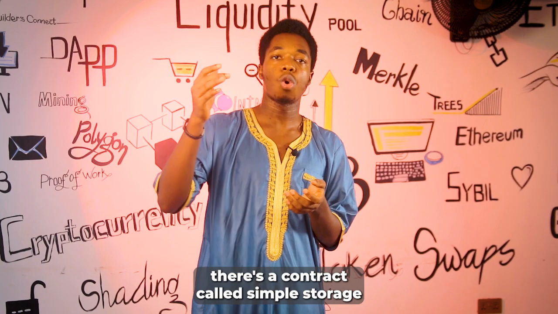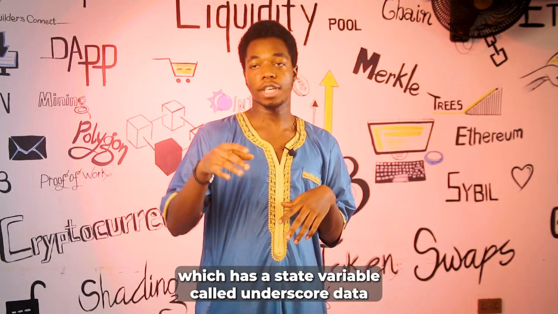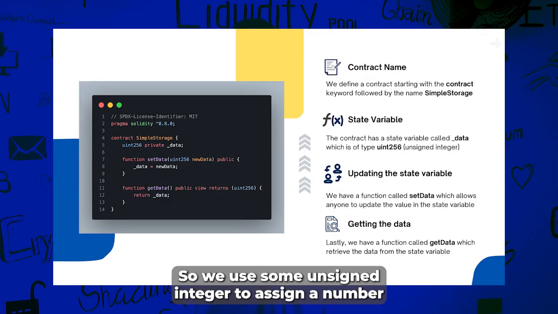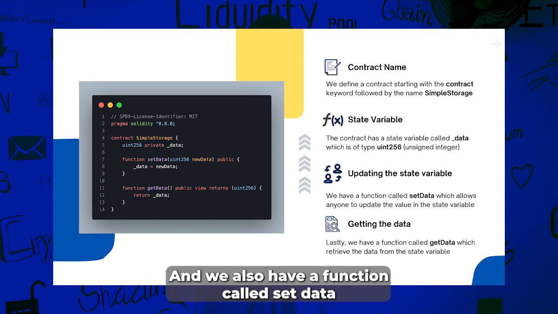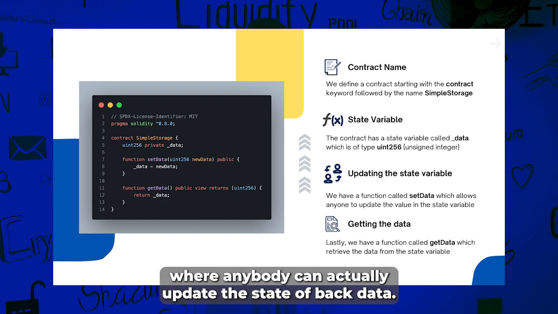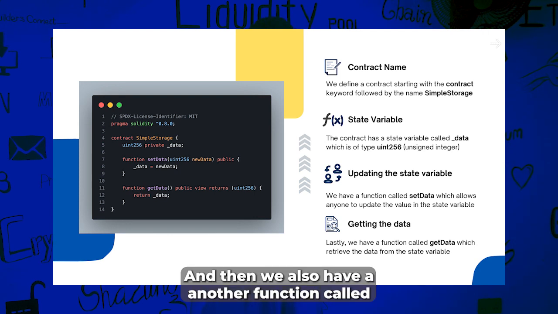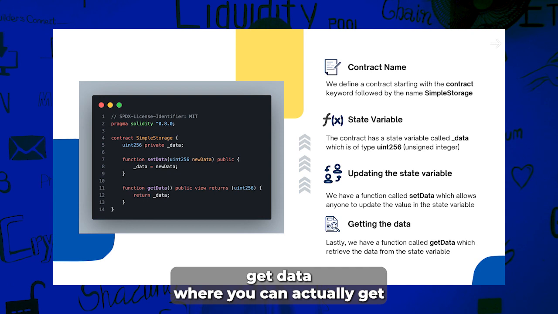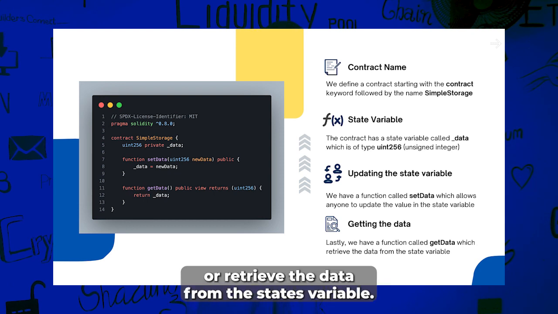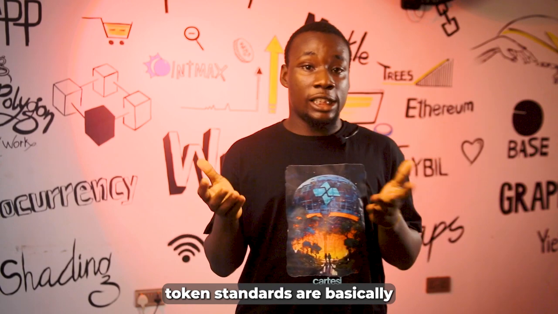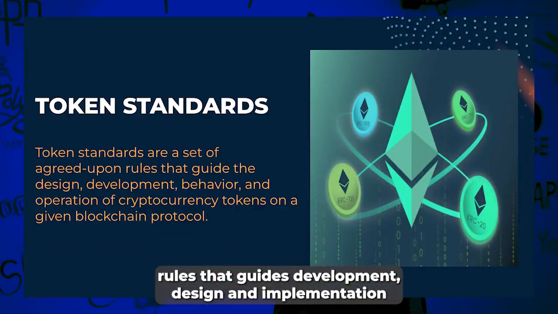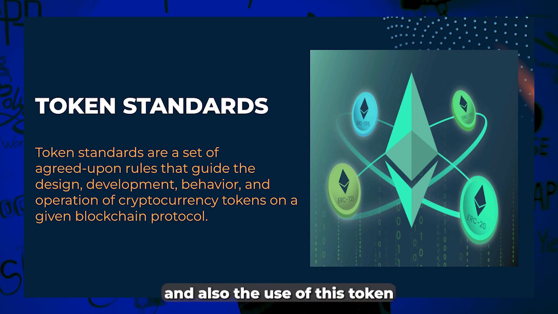There's a contract called Simple Storage, which has a state variable called _data. And _data is a type of number, so we use unsigned integer to assign a number to the state variable. And we also have a function called set data, where anybody can update the state of that data. And then we also have another function called get data, where you can get or retrieve the data from that state variable.